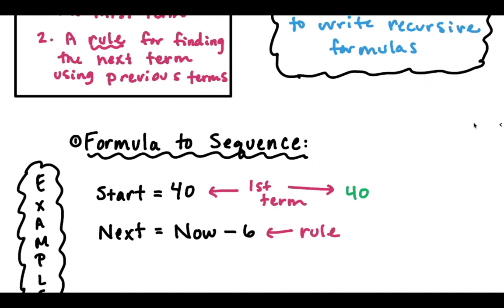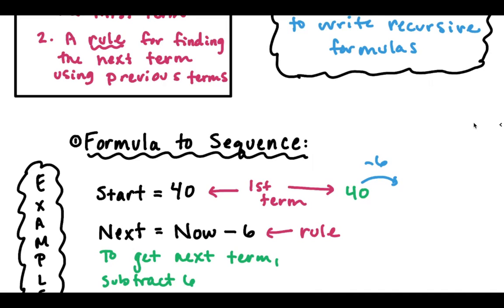Okay, now let's try to interpret this rule. This rule says the next term is the now term, or the current term, take away 6. So this is saying to get the next, subtract 6. Okay, so I'm at 40. To get the next term, I need to subtract 6. So my next term would be 34, or 40 minus 6, right?